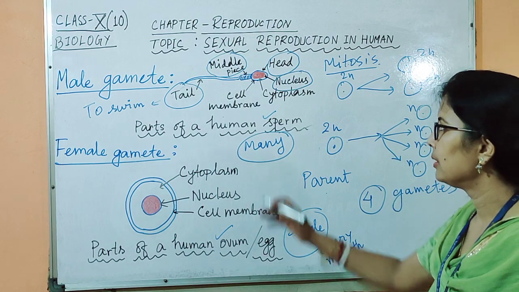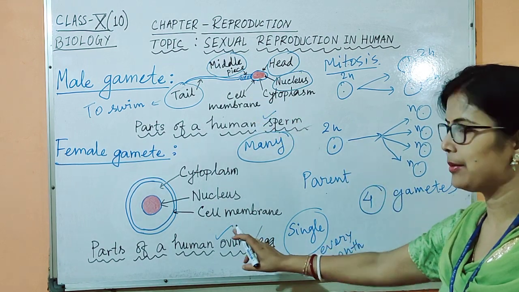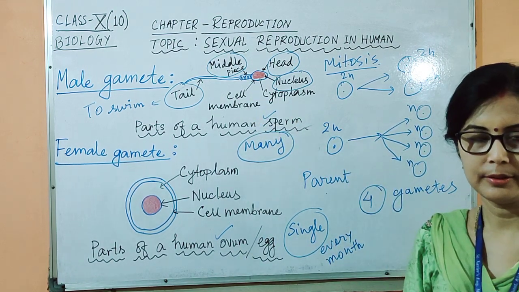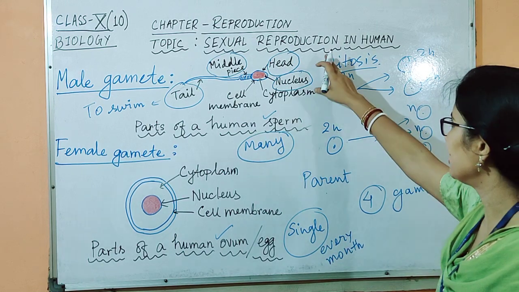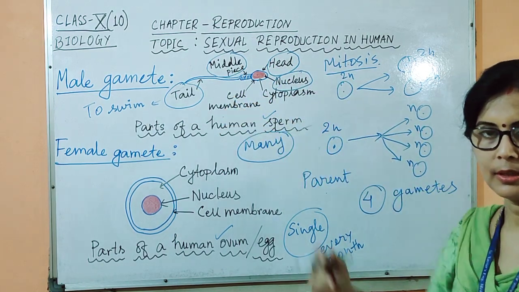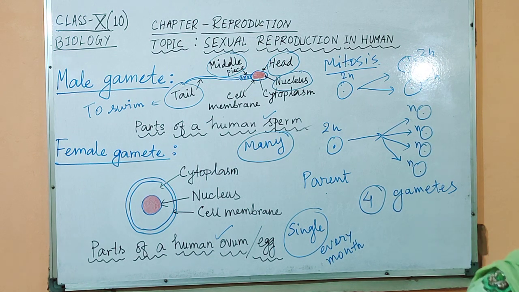So, male gamete and female gamete fuse together and sexual reproduction proceeds. Now we learn about the structures of male and female reproductive parts in human.